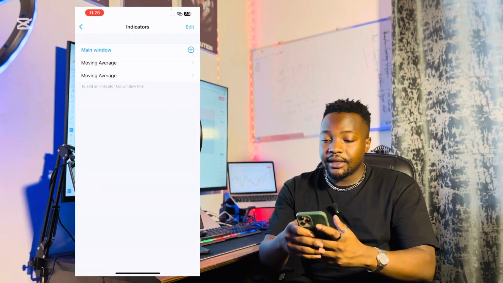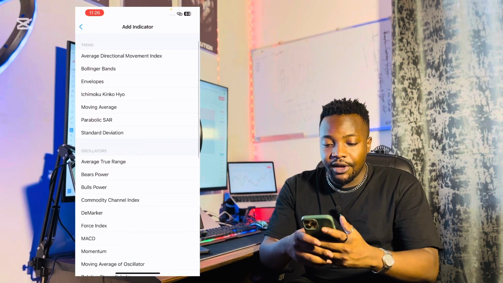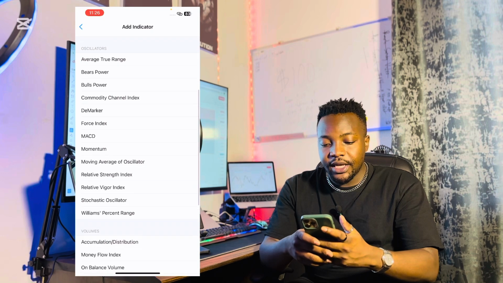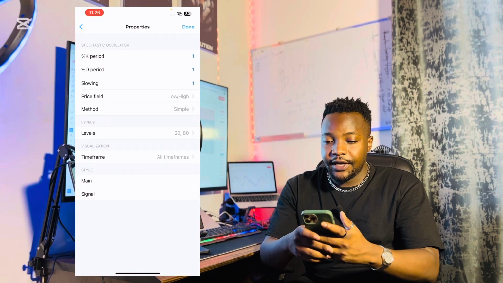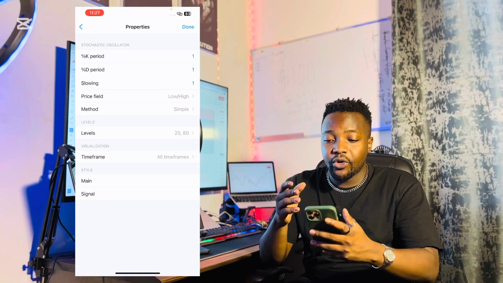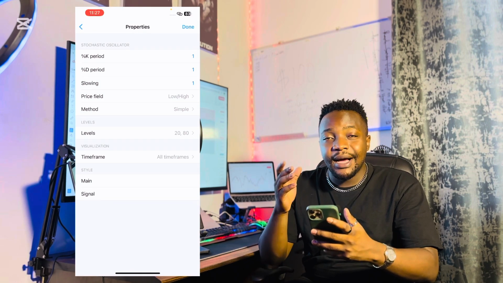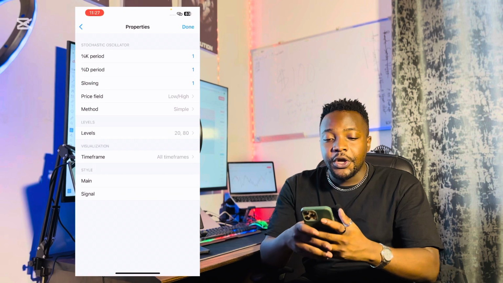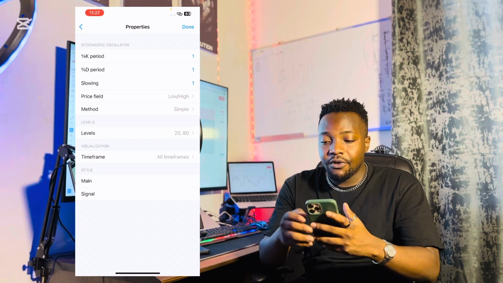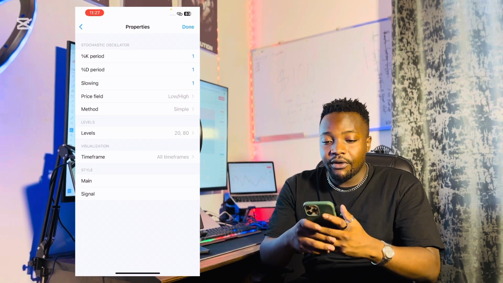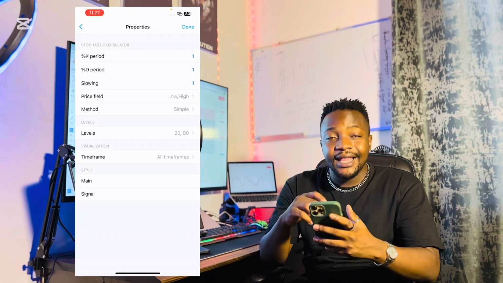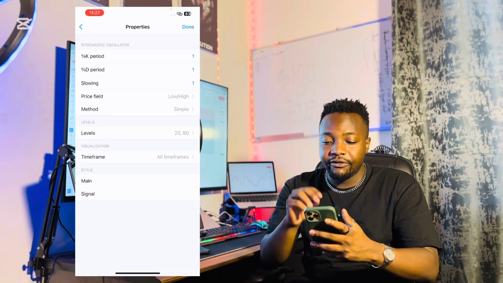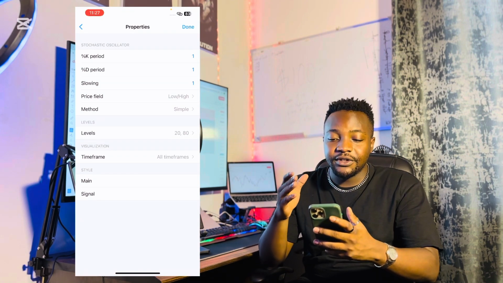So going to my indicator section, I'm going to go to main window again, but this time around we're going to click on this indicator called the stochastic oscillator, and it is going to have the following properties that you actually see appearing on the screen right now. So we're going to have a percentage K period of 1, a percentage D period of 1, a slowing of 1, a price field of low over high, a method of simple, and this time around we actually have some levels.